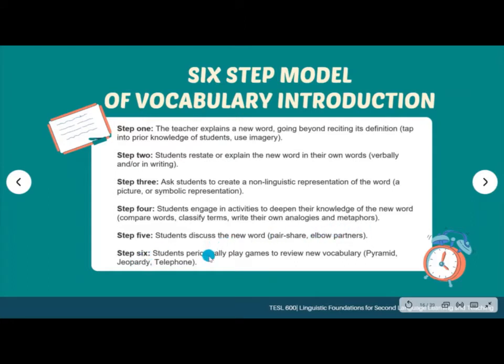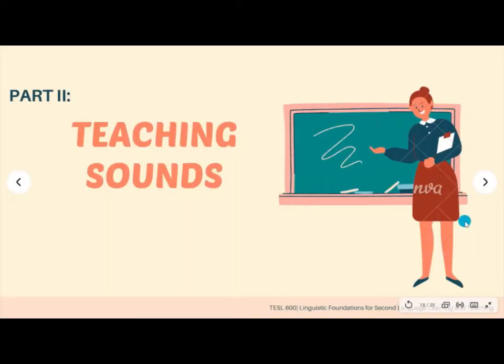Step 5, students discuss the new word. Okay, so we have here group activities, pair share, elbow partners. We can have group activities, okay? And the last one, we have step 6, students periodically play games to review new vocabulary. So we have Pyramid, Jeopardy, telephone. So we can also use gamification, okay, in order for them to review the new vocabulary. Proceed to part 2, which is teaching sounds.